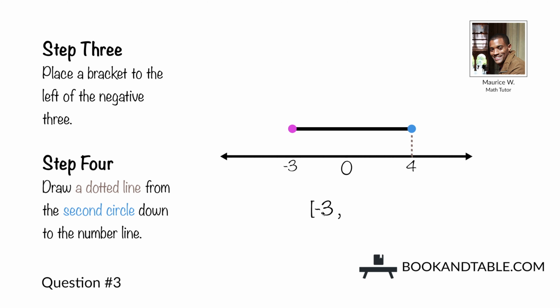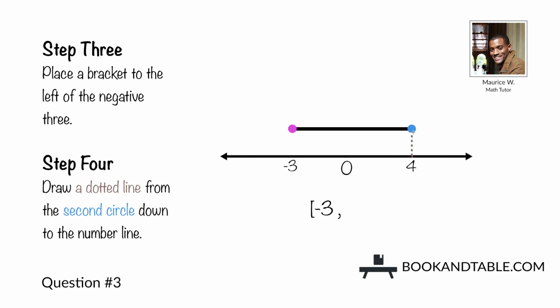And since we're writing it in interval notation, step 3 is we want to represent the smallest value in our set with -3, and we place a bracket to the left of the -3. That means -3 is the smallest value in the set, and the bracket represents that -3 is included since the circle is filled. And then we move on and do the same exact thing for this circle further to the right.